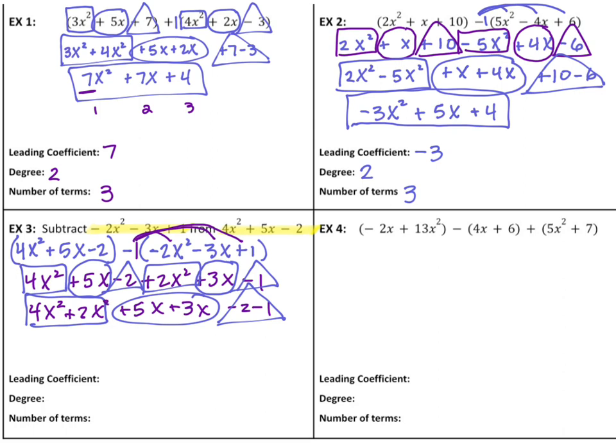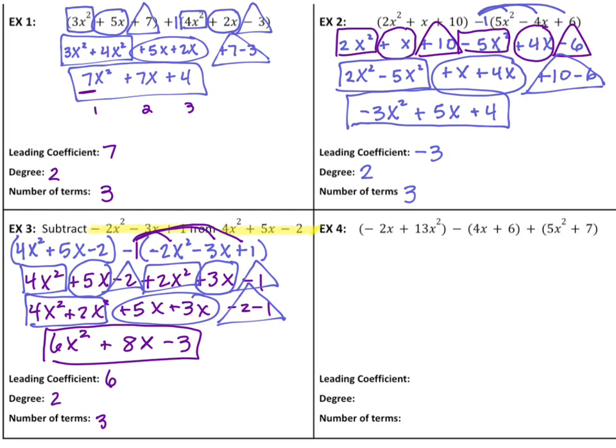We're seeing the square there. Don't do that. Don't do like me. We have 6x squared plus 8x minus 3. There we go. The leading coefficient on this one is 6. The degree is 2, and I have 3 terms.